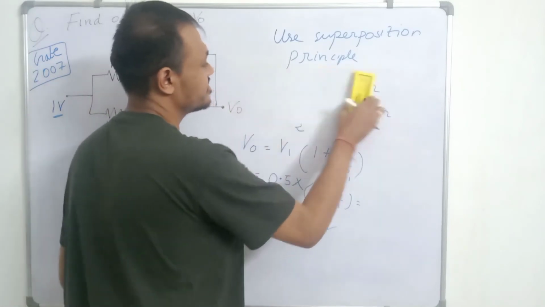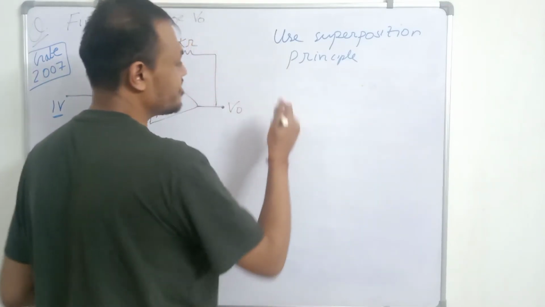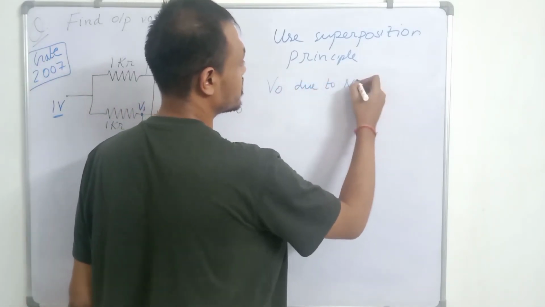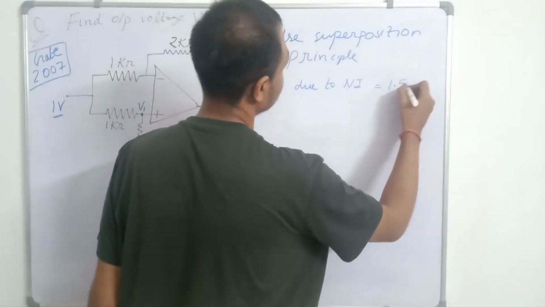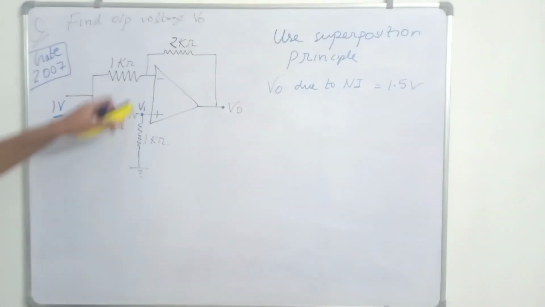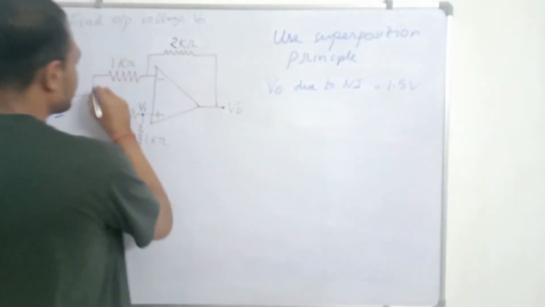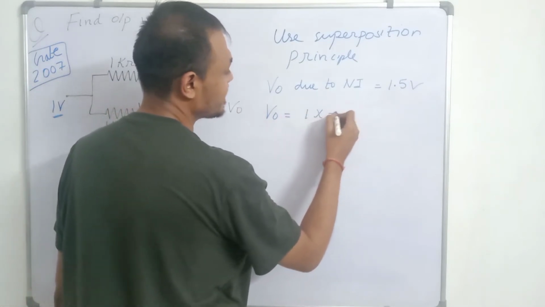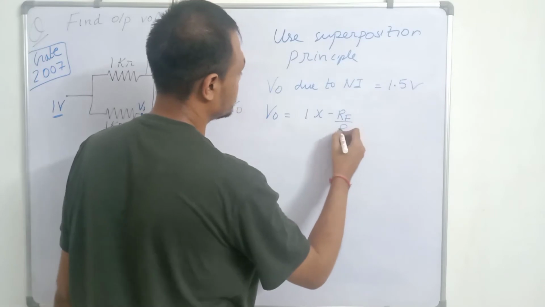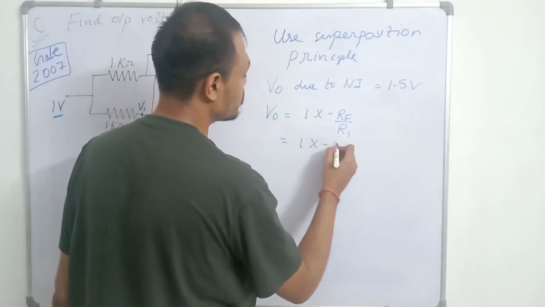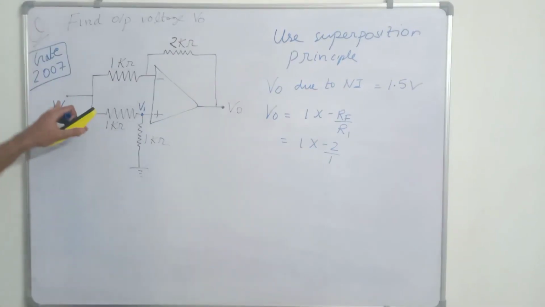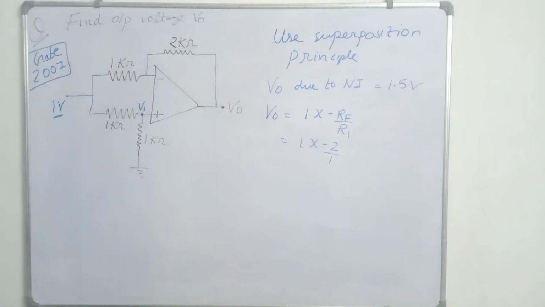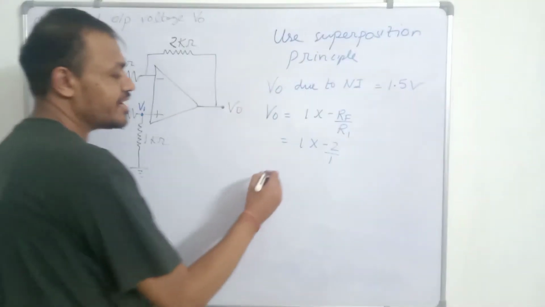So we can write here that V naught due to non-inverting is 1.5 volt. Now we have to find V naught due to inverting. The 1 volt is applied directly through the 1 kilo ohm to the inverting terminal. So V naught is equal to 1 into minus Rf by R1. This is 1 volt, this is the feedback resistor Rf and this is the resistor R1. So this will be equal to minus 2 volt.